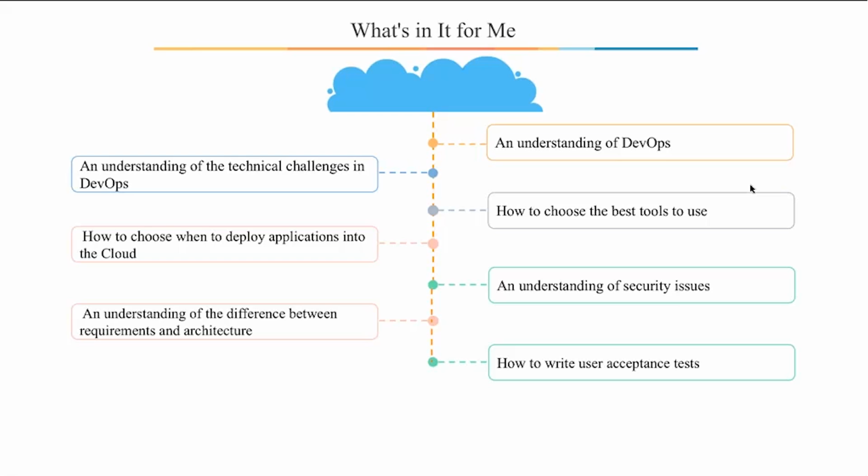Additionally, we're going to talk about different security issues and then how to identify the differences between requirements and architecture. And then how do you write a user acceptance story? So we're going to walk through this whole gamut of things that are in it for you, and that'll provide you with the ability to do DevOps when you go back to your jobs.